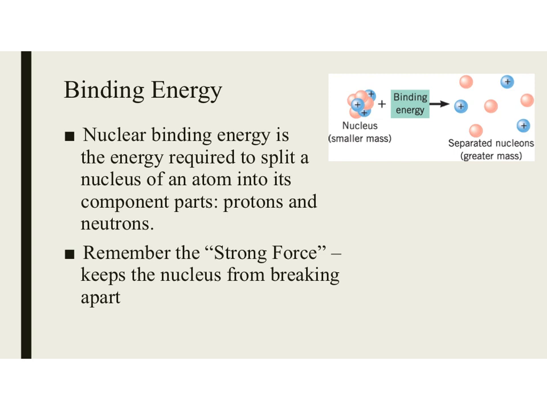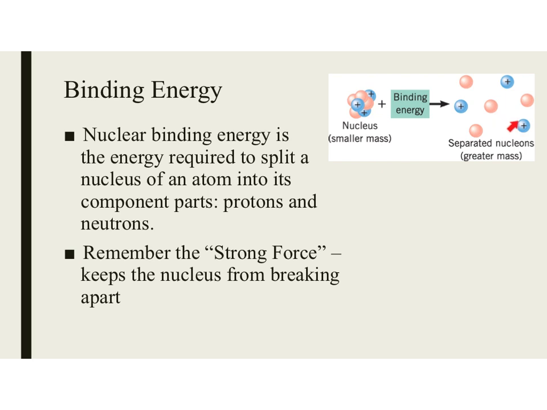So the last little bit of notes here, we are going to talk about nuclear energy. So we have something called nuclear binding energy, and this is the energy required to split a nucleus of an atom into its components, meaning the protons and the neutrons. So you can see here in this picture, we have a nucleus plus the binding energy, and it's going to break apart into its individual components.